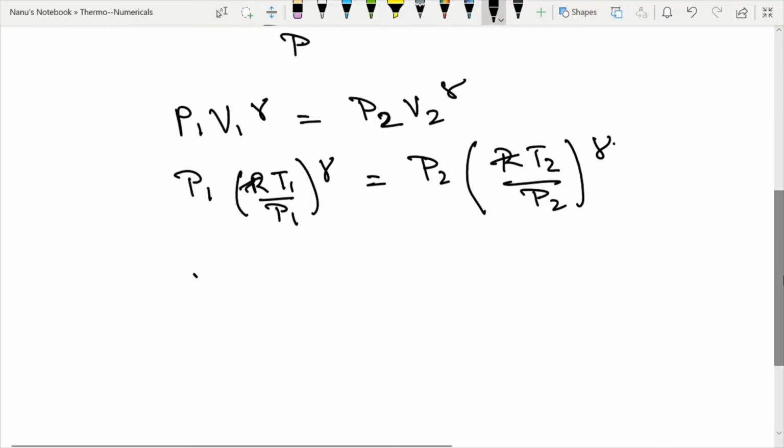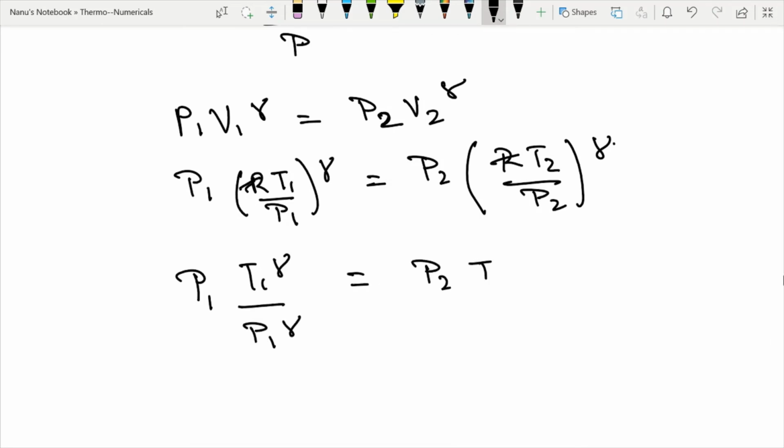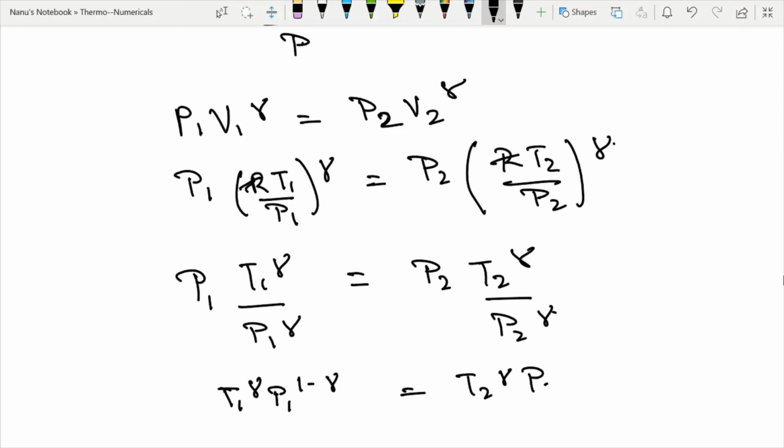So what will our equation be? Gamma is below, remember? I'll do every step, guys, because sometimes we think before and write it down, and make very silly mistakes just because we don't write the steps. Always write all the steps. So it will be T1 to the power gamma and P1 to the power 1 minus gamma equals T2 to the power gamma, P2 to the power 1 minus gamma.